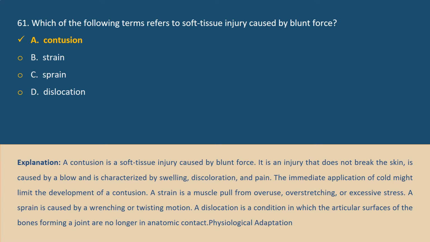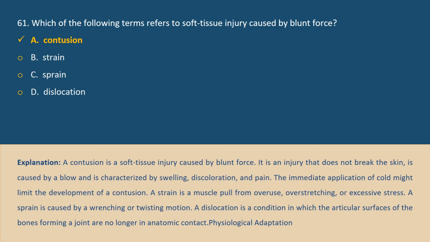Answer A. Explanation. A contusion is a soft tissue injury caused by blunt force. It is an injury that does not break the skin, is caused by a blow, and is characterized by swelling, discoloration, and pain. The immediate application of cold might limit the development of a contusion.